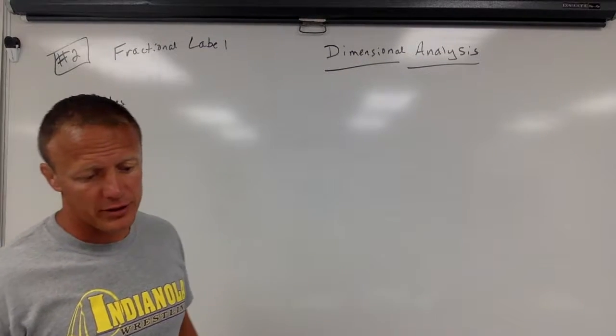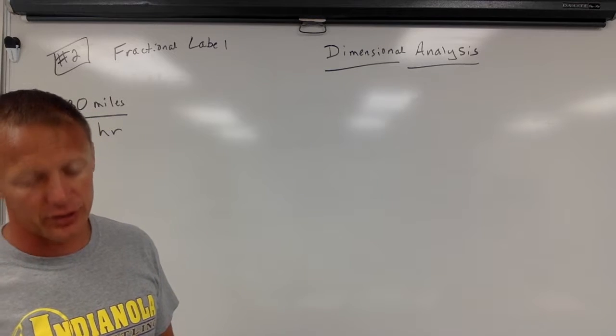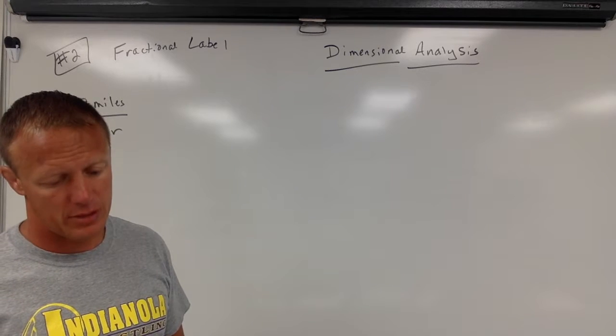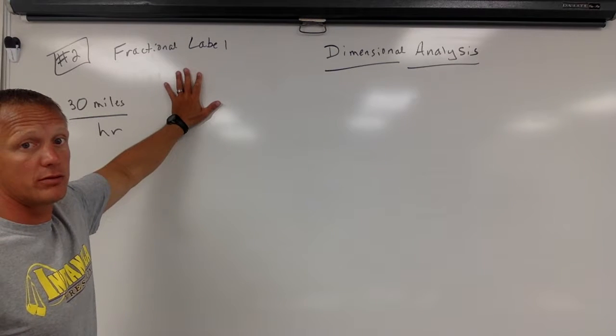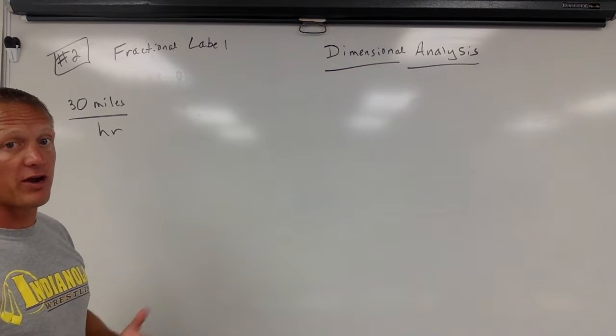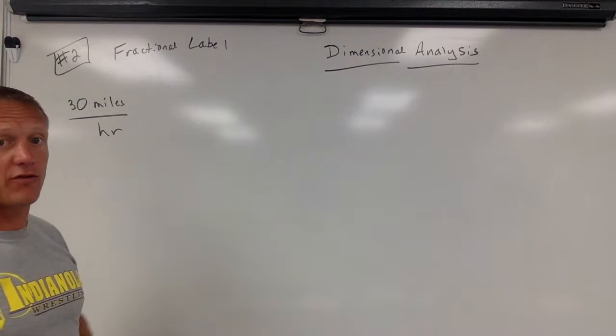Just a little bit more dimensional analysis. It's actually question 2 off of dimensional analysis conversions in your notes, I believe. This is going to be a fractional label. So an example of a fractional label is a speed, 30 miles per hour. So look how I've written that.